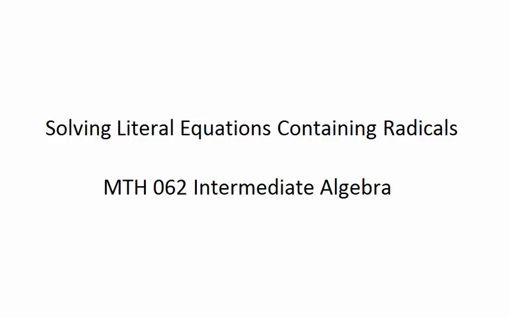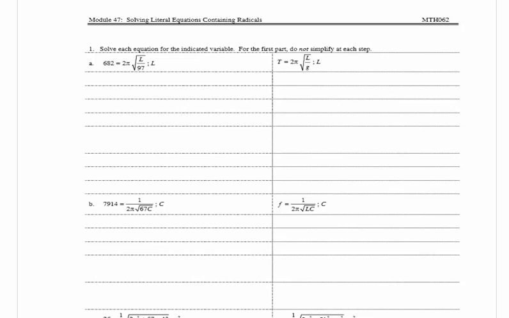In this video, we're going to be solving literal equations containing radicals. In the directions, it states, solve each equation for the indicated variable. For the first part, do not simplify at each step. In A, we have 682 is equal to 2 pi times the square root of L divided by 97.